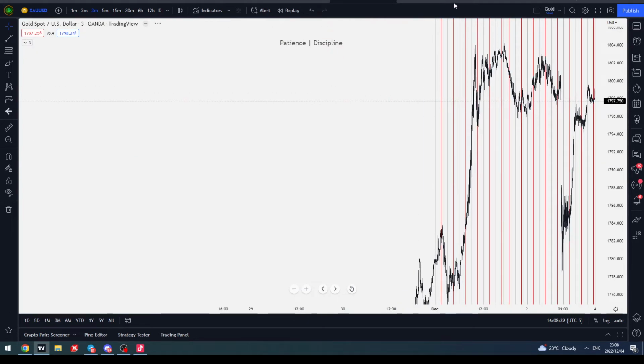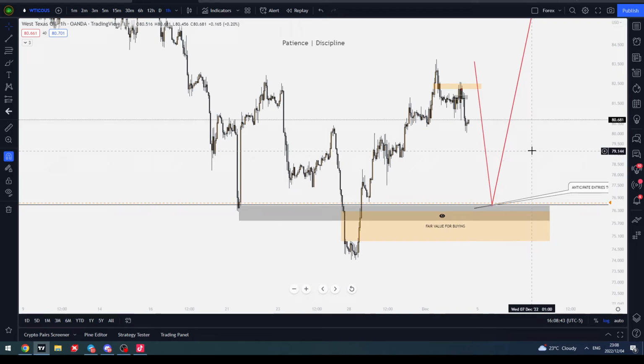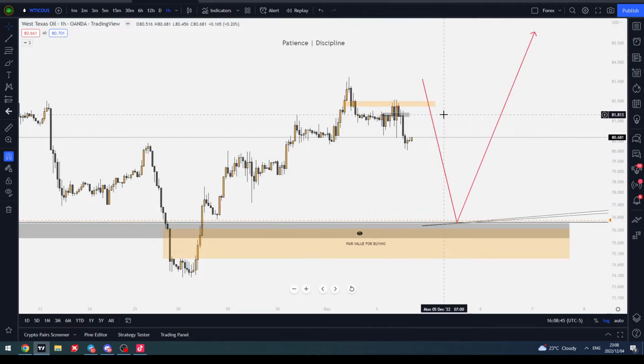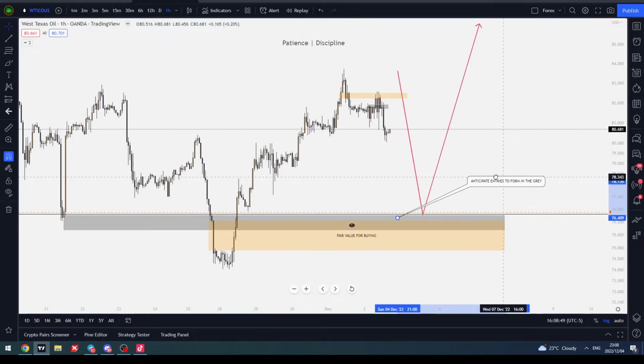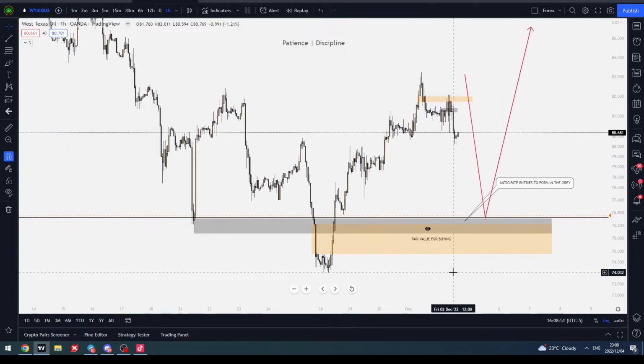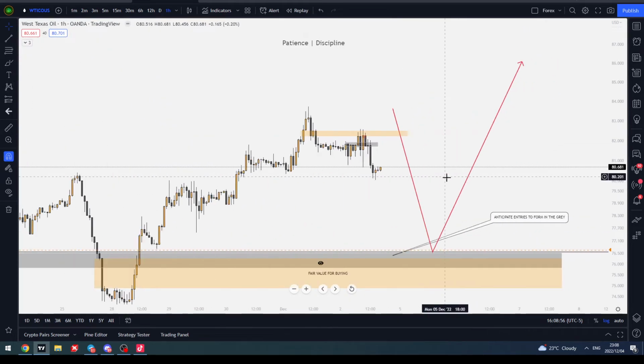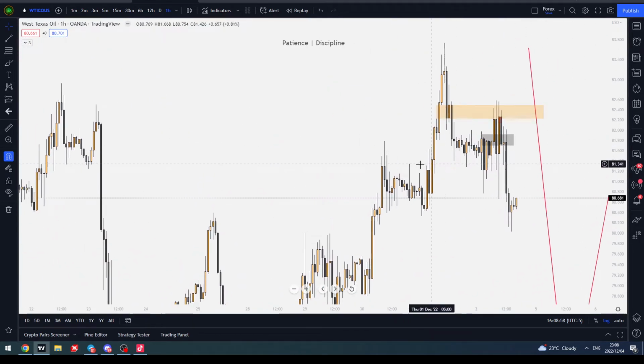Yeah, what else? Oil, well, you know the story on oil. This was the expectancy of the move. Anticipate entries to form in the gray. Same Zoom model story. And we actually took, I think you stepped out of the short on oil, right?